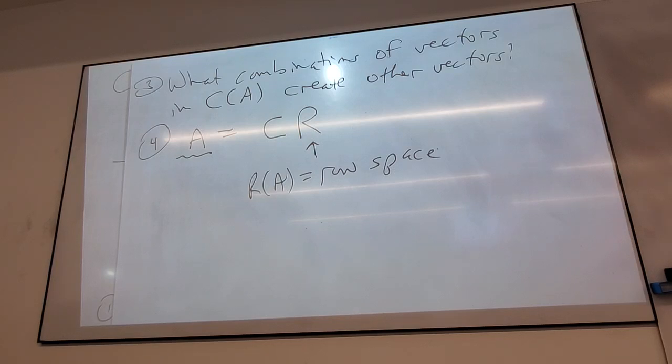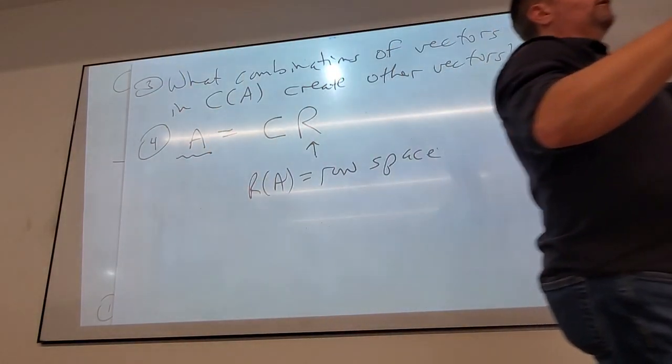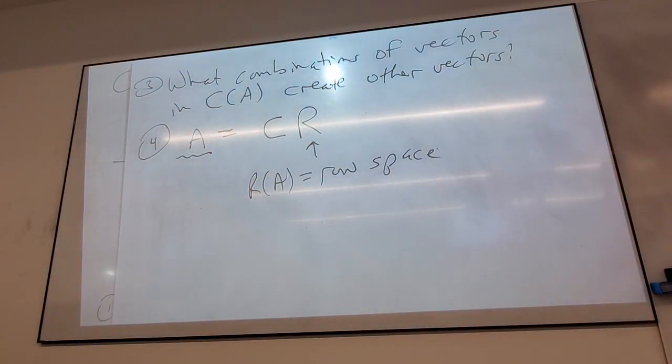Here's what's interesting. In a 3x3 matrix, or any matrix really, if there are two independent column vectors, there are two independent row vectors, automatically. If there's one independent column vector, there's one independent row vector. If there are three independent, there are three.